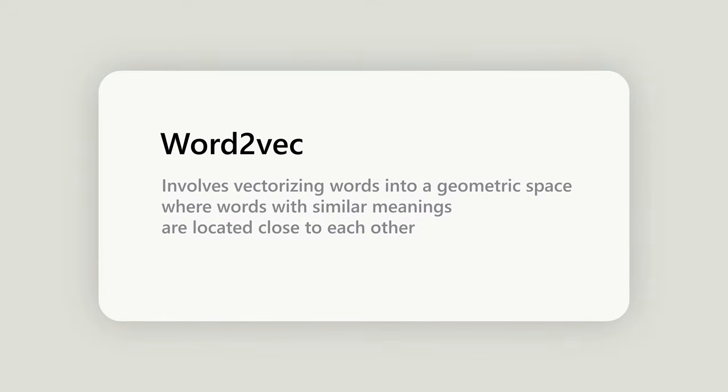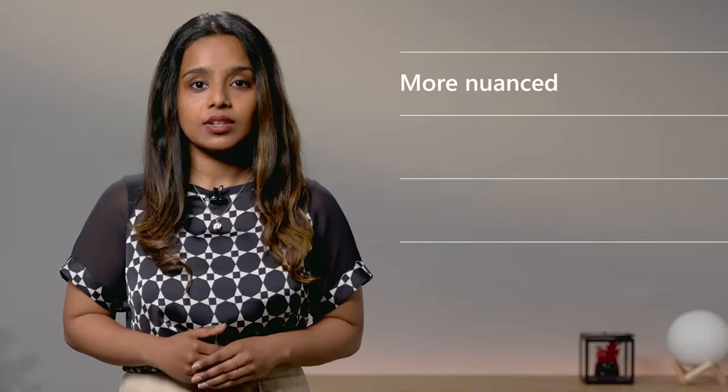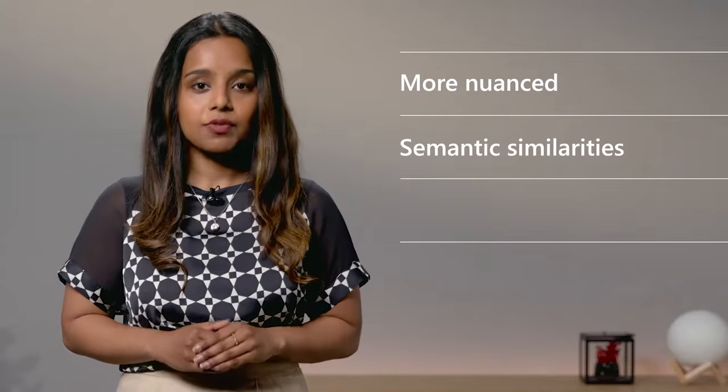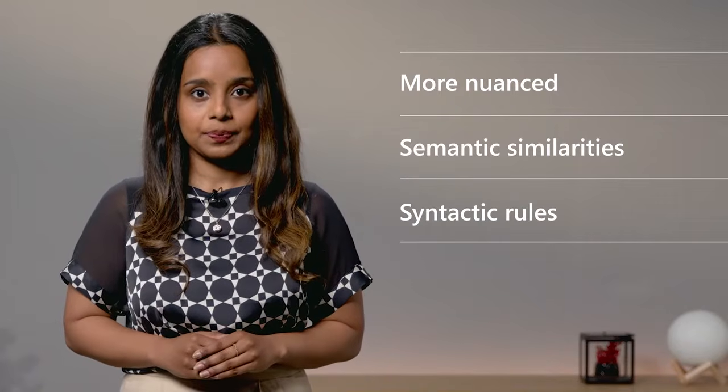Word-to-vec, another critical technology, involves vectorizing words into a geometric space where words with similar meanings are located close to each other. This enables more nuanced understanding and generation of text based on semantic similarities rather than just syntactic rules.